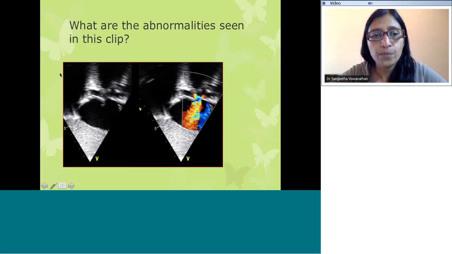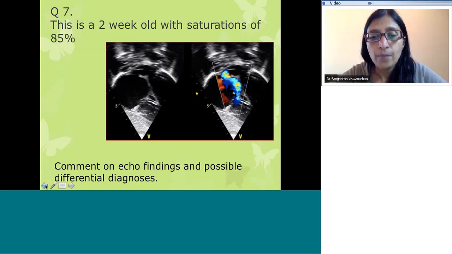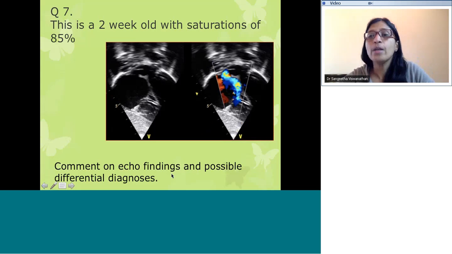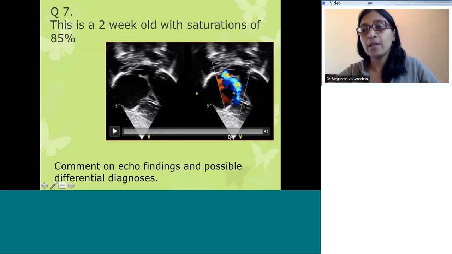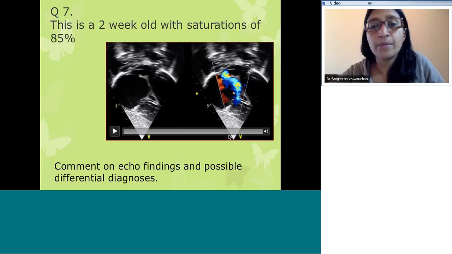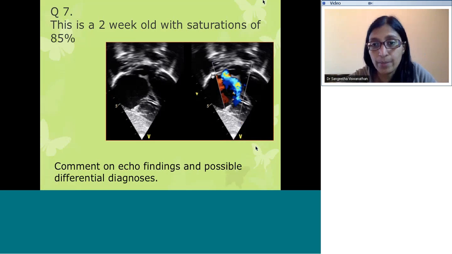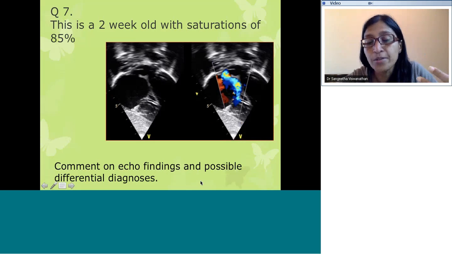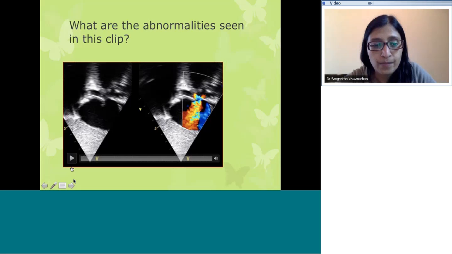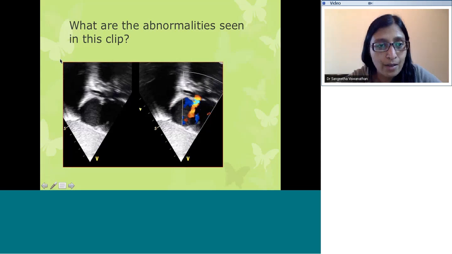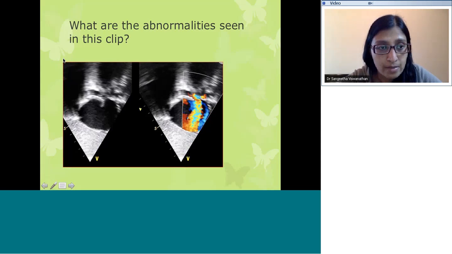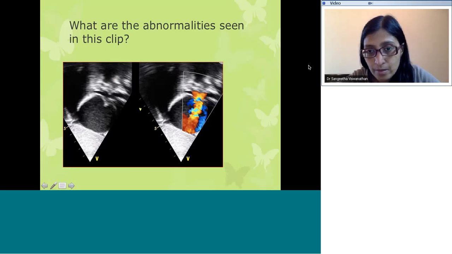So what are the possible differential diagnoses? One is TAPVC. Other is any severe persistent pulmonary hypertension, which can cause a similar picture. So this could be just neonatal PPHN, severe PPHN can also give this kind of a picture. Okay, but yes, Sangeeta seems to be right.